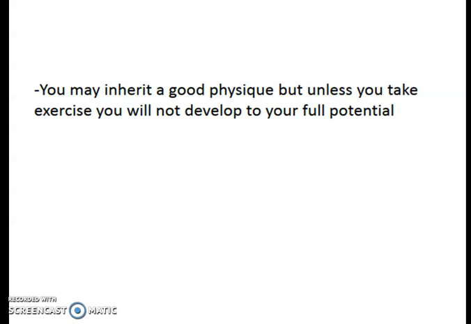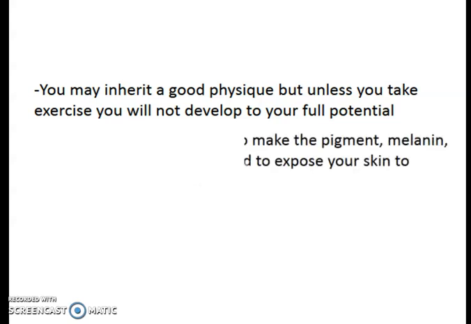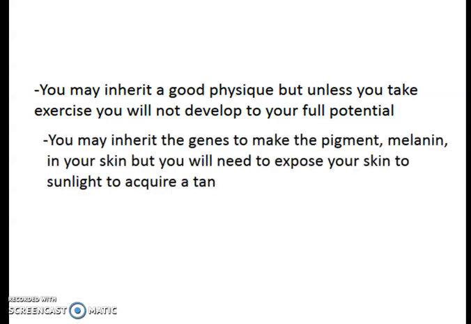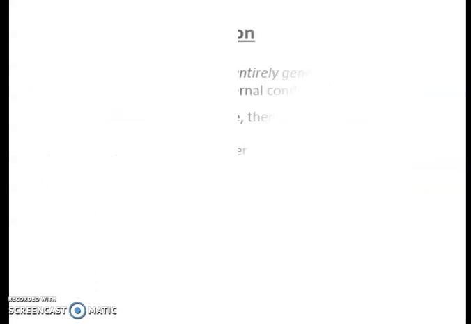You may inherit a good physique, but unless you take exercise you will not develop to your full potential. You may not be muscular, or your body will not be that strong without exposing it to exercise. Also, you may inherit the genes to make the pigment melanin in your skin, but you will need to expose your skin to sunlight to acquire a tan. These changes are from the environment. They have nothing to do with inheritance.